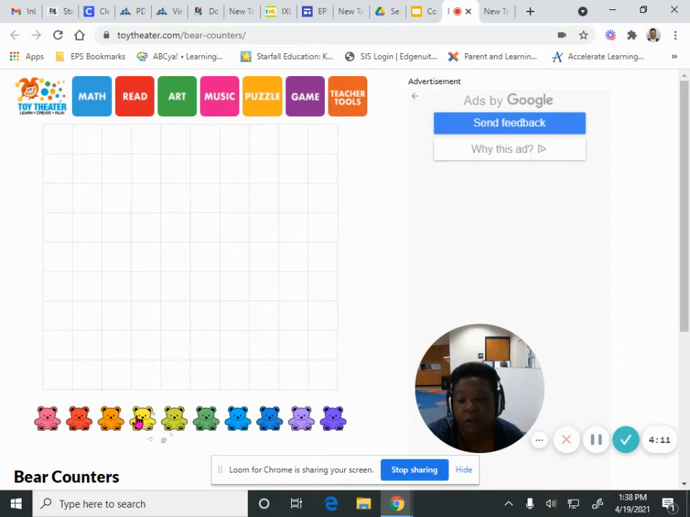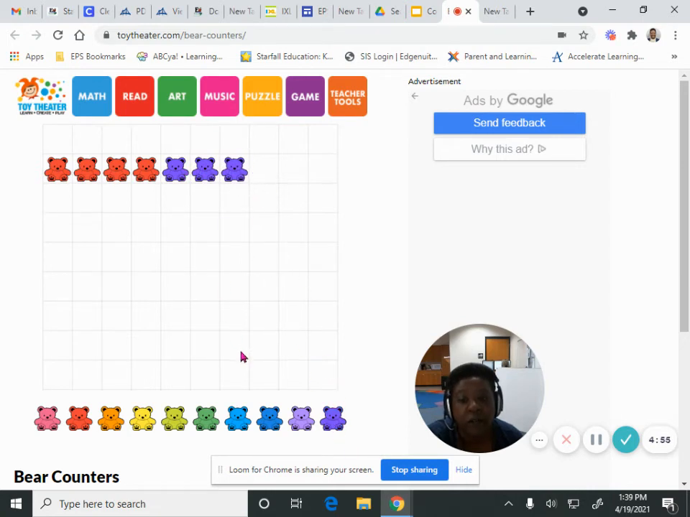So let's see. Let's try one more. And this one may be a little bit trickier. So this time there are 7 animals in the barn. And the animals are chickens and sheep. How many legs could there be? So let's see. I think there's 4 chickens in the barn. But we know that there's 7 animals. So if there's 7 animals in the barn, how many sheep do we need in order to have 7 animals? That's right. We need 3.